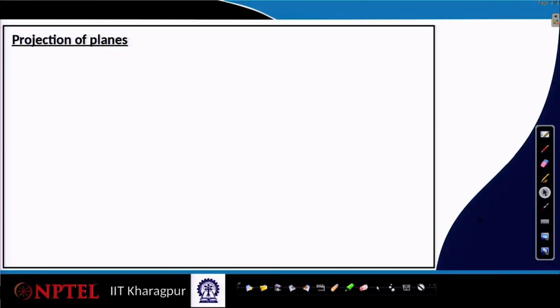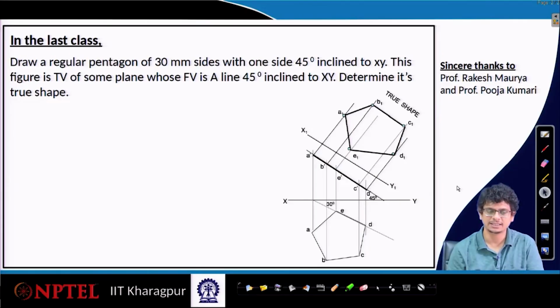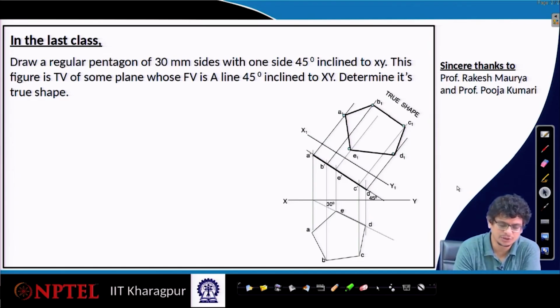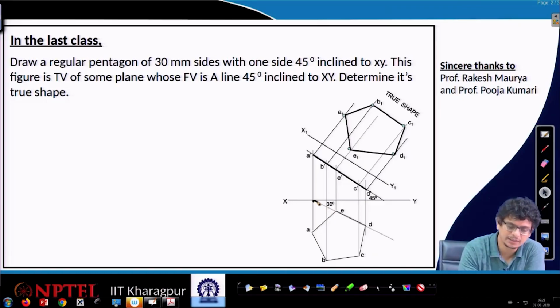In the last class, we tried to look at projection of planes and had an idea about auxiliary planes through an example. For example, we have taken a pentagon in the last class, which is of 30 mm sides, with one of the sides 45 degrees inclined to the xy axis, and the front view is a line 45 degrees inclined to xy. Then we tried to figure out what the true shape might be. So, for that problem, what we have done, first drawn a pentagon, a regular pentagon, one of the sides making 30 degrees angle with this xy axis.